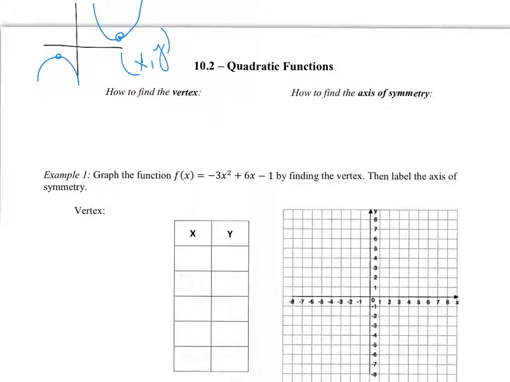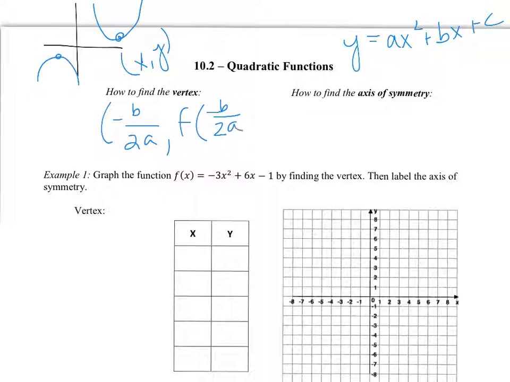So the formula to find the vertex is negative b, so the opposite of b, divided by 2 times the a value. This is in standard form, y equals ax squared plus bx plus c. So the b value is the coefficient of x, and the a value is the coefficient of x squared. That gives you the x coordinate of the vertex, but remember you need to find the y coordinate. To find the y coordinate, you need to plug in opposite b over 2a, which is the x value, into the function and solve for y. I also wrote it using function notation.